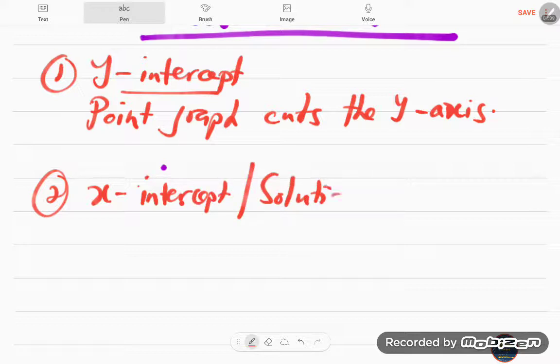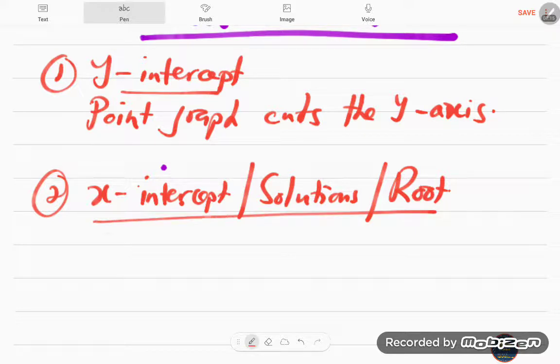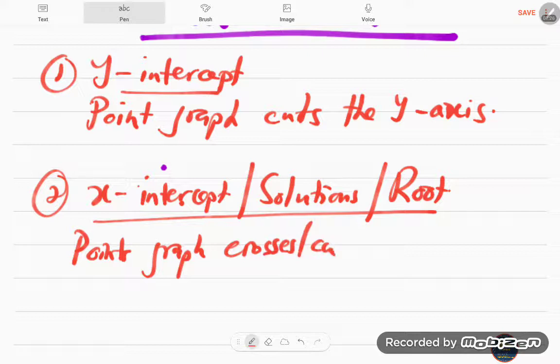sectors may call it solutions. Others may call them roots of a graph or an equation. Okay, and this is the points where the graph crosses or cuts the x-axis.